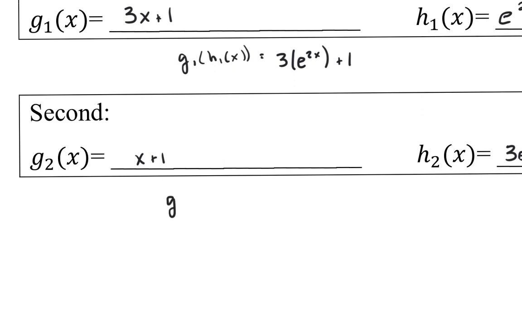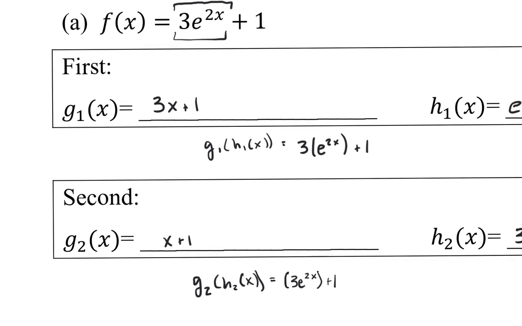Now to check, we have g2 of h2 of x, which looks like 3e to 2x plus 1, which is the same, again, as what we started with. So we're good on that.